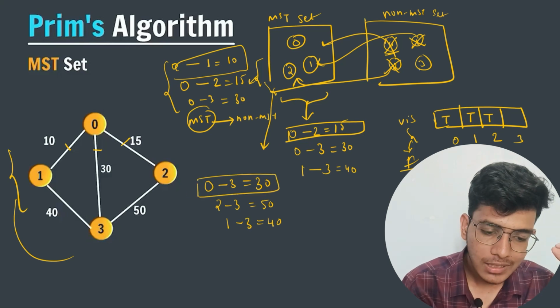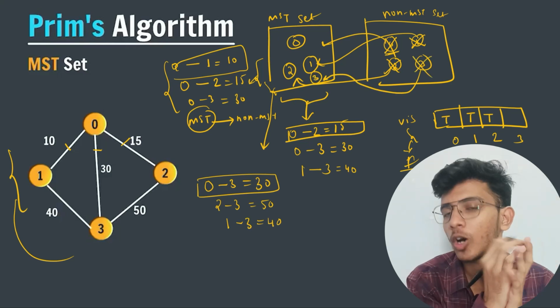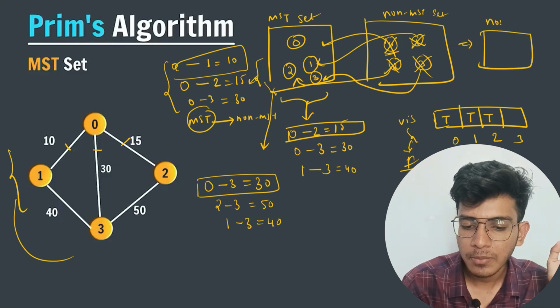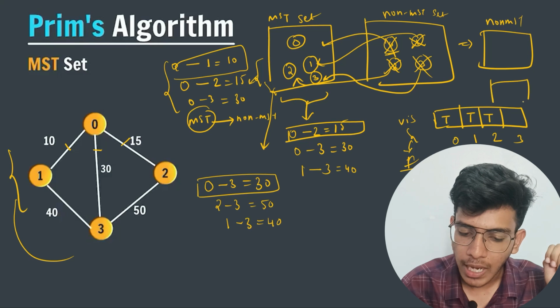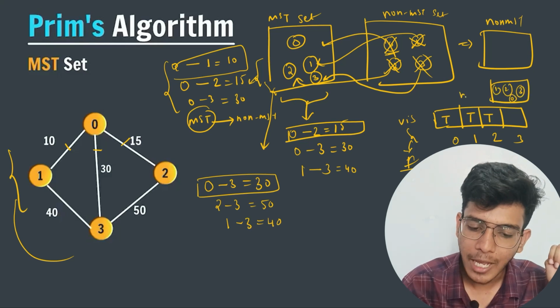So I will add 3 into my MST set and remove it from my non-MST set. Now my non-MST set will become empty, and my MST set will have 1, 2, 3 and 0. This is my MST set.